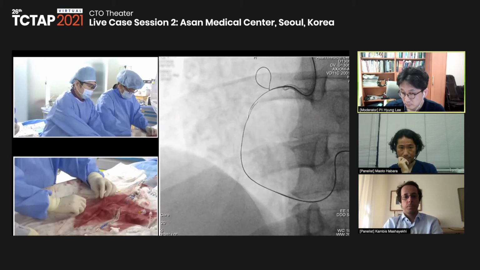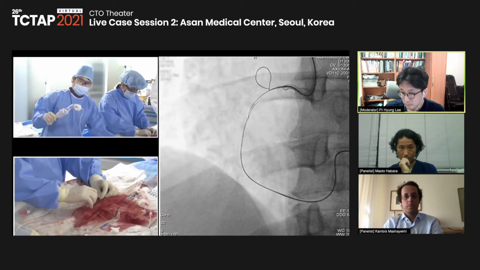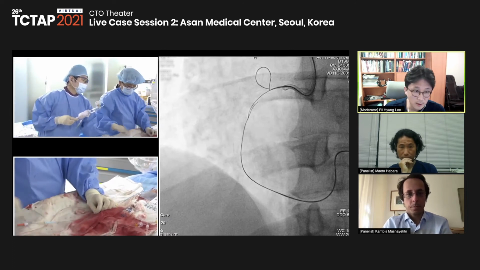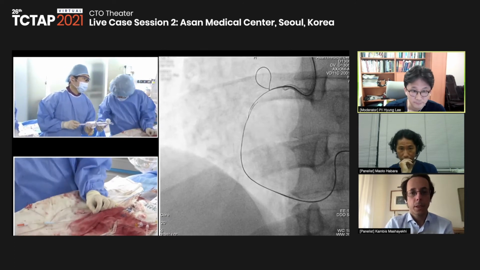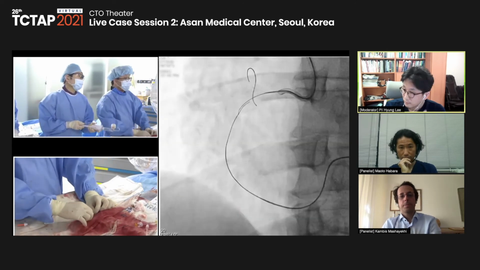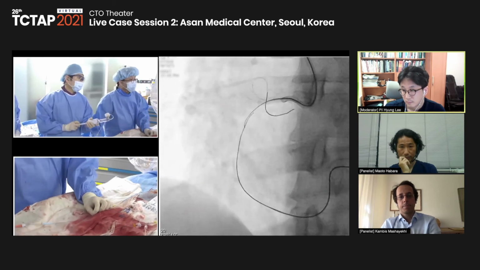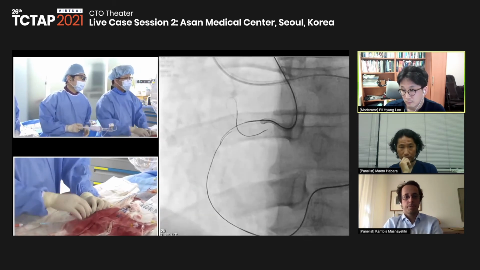Okay. I'm going to do a balloon anchoring through the conus using a 2.0 balloon. The microcatheter could not pass. Okay, and try to advance the microcatheter through the cap.